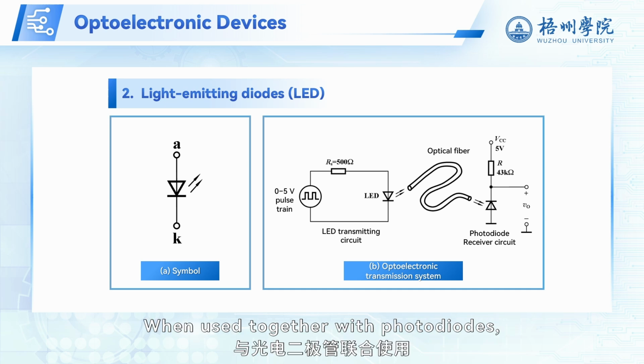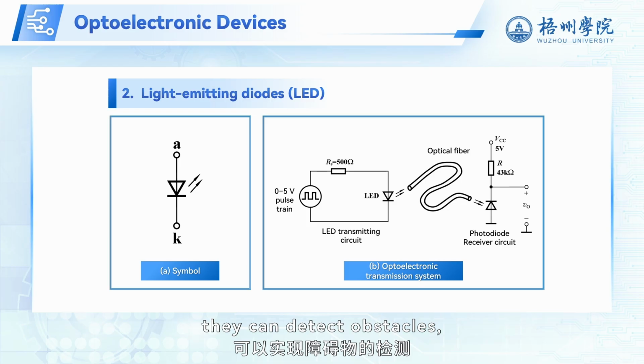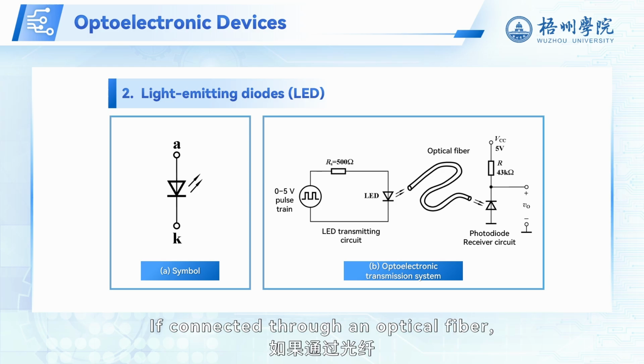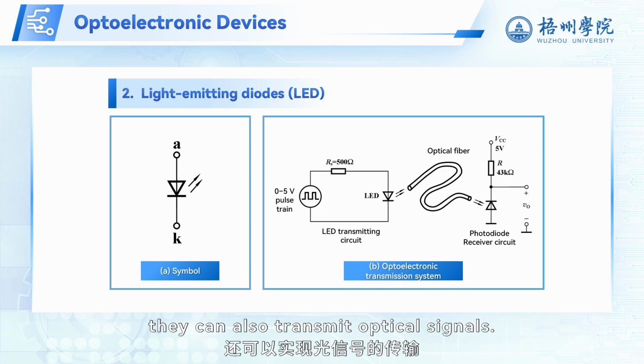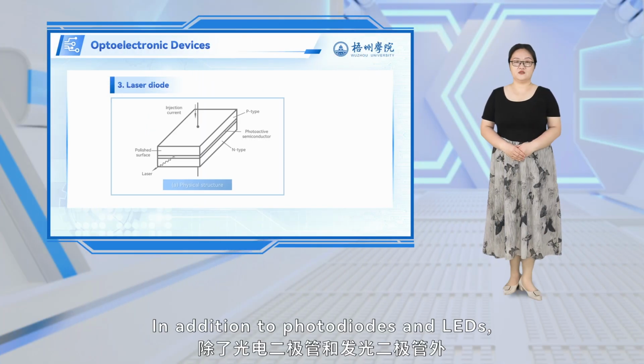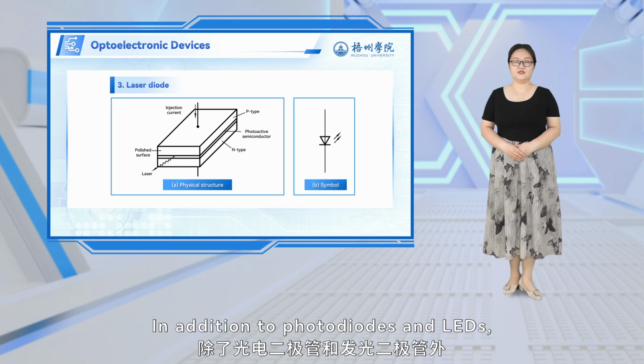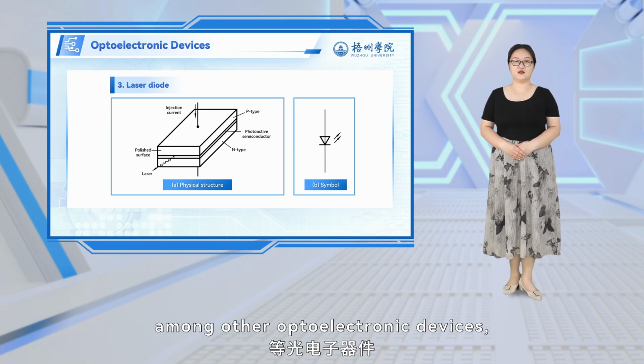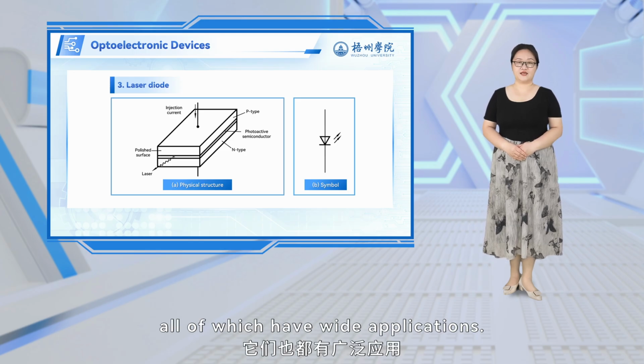fields. When used together with photodiodes, they can detect obstacles, such as detecting when an elevator door is about to close. If connected through an optical fiber, they can also transmit optical signals. In addition to photodiodes and light-emitting diodes, there are also maser diodes in solar cells, among other optoelectronic devices, all of which have wide applications.